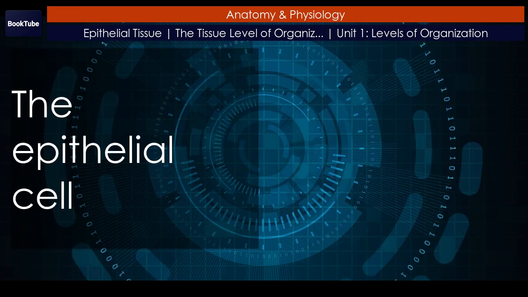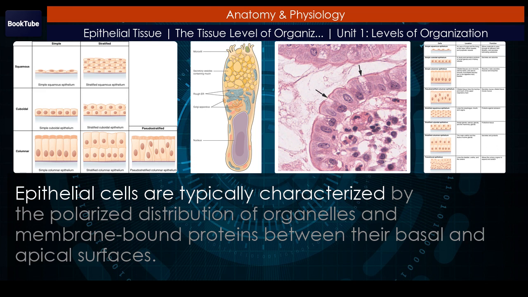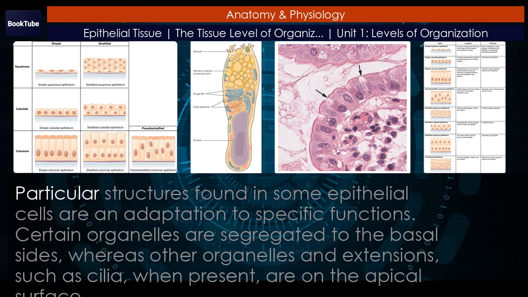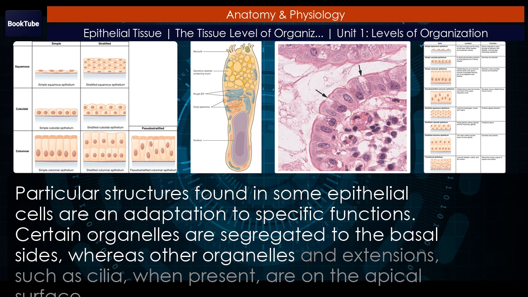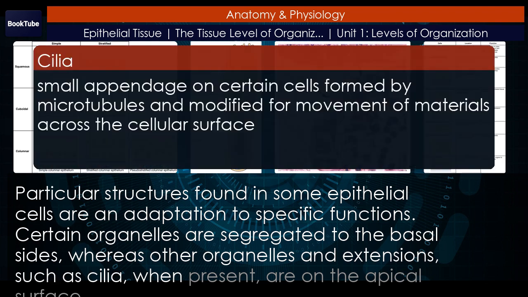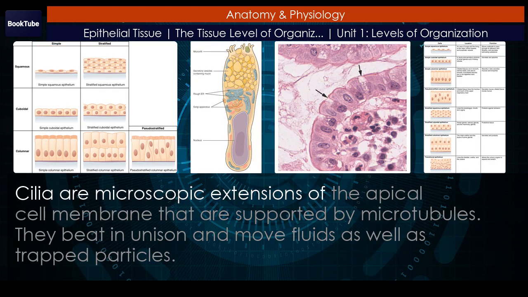The epithelial cell. Epithelial cells are typically characterized by the polarized distribution of organelles and membrane-bound proteins between their basal and apical surfaces. Particular structures found in some epithelial cells are an adaptation to specific functions. Certain organelles are segregated to the basal sides, whereas other organelles and extensions, such as cilia, when present, are on the apical surface. Cilia are microscopic extensions of the apical cell membrane that are supported by microtubules. They beat in unison and move fluids as well as trapped particles.